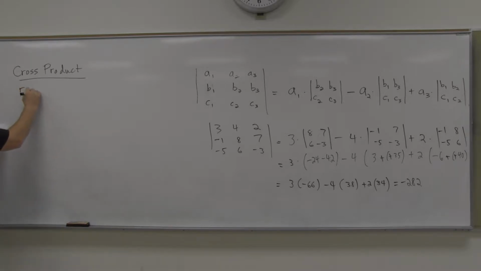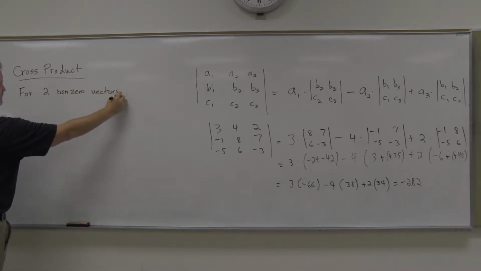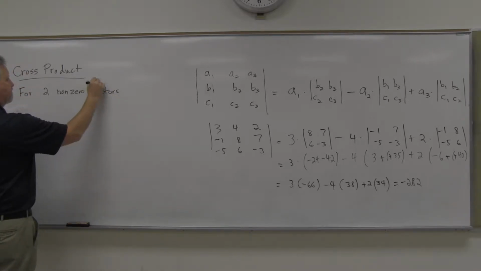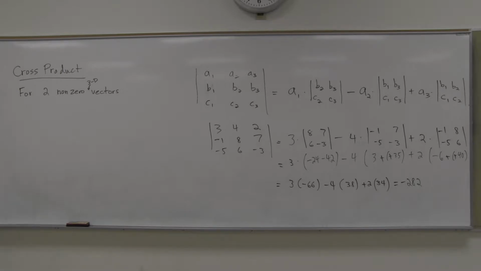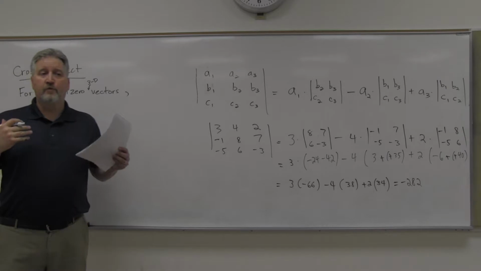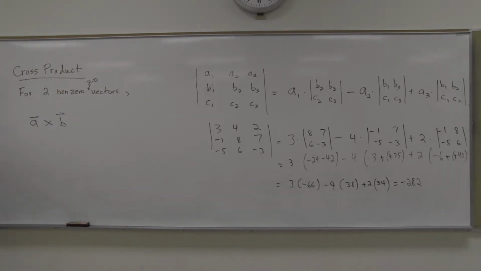All right, so for two non-zero three-dimensional vectors, we get this cross product, A cross B. Let me just talk here about that for just a second. The reason we want a cross product for our purposes that's coming up next is we're going to want a vector that's perpendicular, orthogonal to these two vectors. And that's what the cross product is.